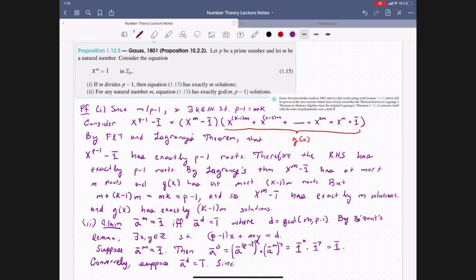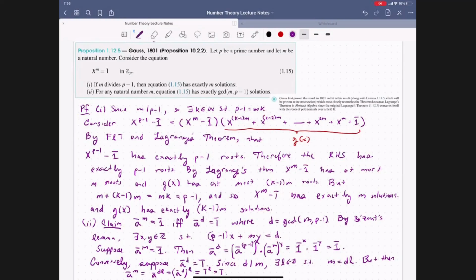So we have here, since d divides m, there exists some integer L such that m is equal to d times L. But then we have that a to the m is equal to a bar to the d to the L, but a bar to the d is 1 by assumption, so this is 1 bar to the L, which is 1 bar. And so that shows the claim.